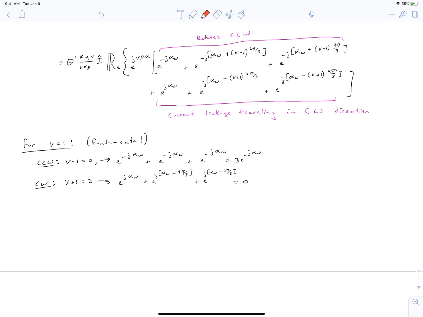So we can see that for our fundamental harmonic, we have exactly what we want. We have a wave that is going to be traveling in the counterclockwise direction, and no wave traveling in the clockwise direction. And so everything in here is going to become 3 times the cosine of vp alpha minus alpha w. So this is our phasor that resides in here.